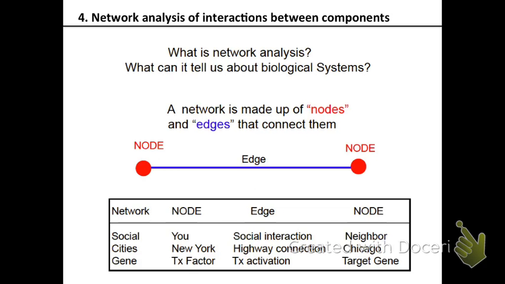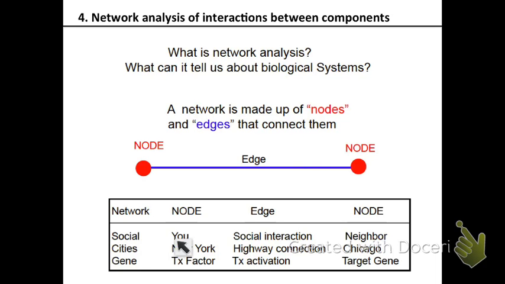All right. So in systems biology, we analyze these interactions as a network. So we talk about a network of interactions. And a network analysis tells us something about biological systems. So let's talk about what we mean by biological network. So a network is made up of nodes. So these are the nodes in a network and edges that connect them.